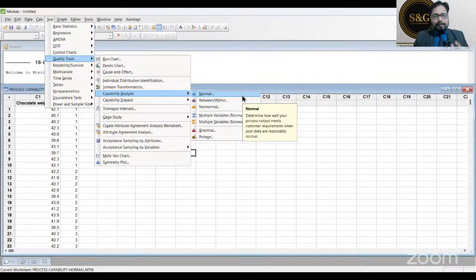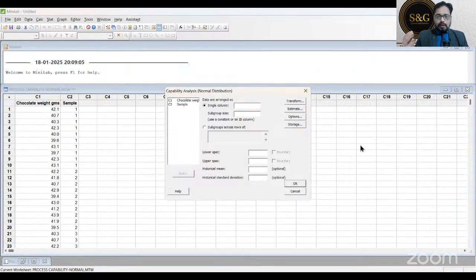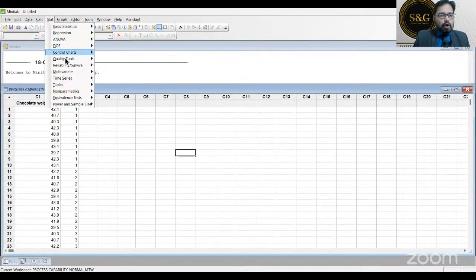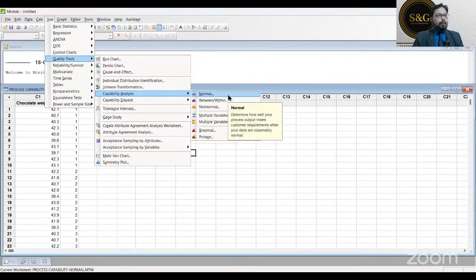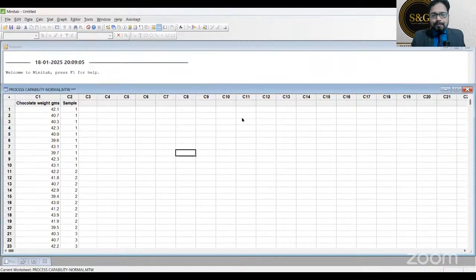Stat, Quality Tools, Capability Analysis, Normal. This window will pop up. Have you received this window? Just type yes. Very good. Anybody behind, let me know. I will wait. I repeat once again: go to Stat, Quality Tools, Capability Analysis, Normal. This is the flow. Once you click here, this window will appear.